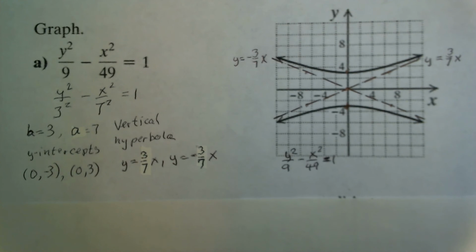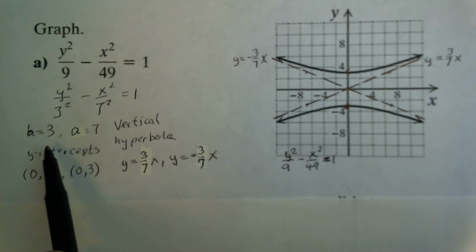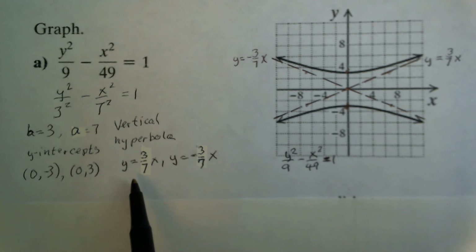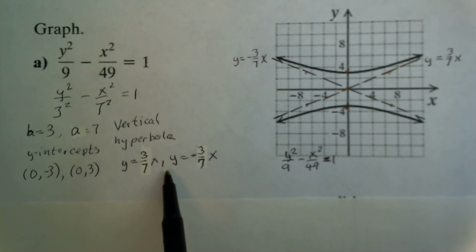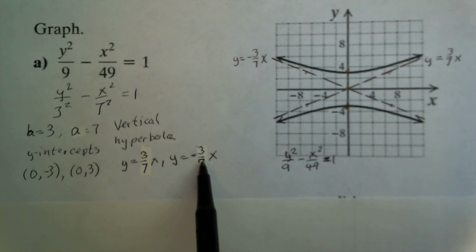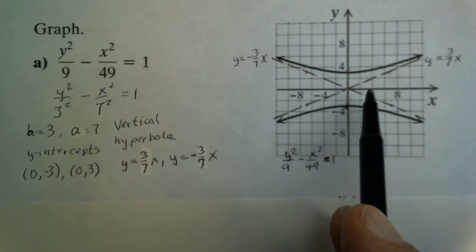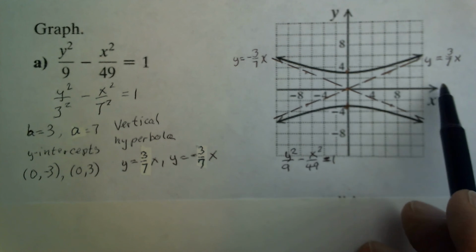Here's a slight correction to the previous problem. b is equal to 3 and a is equal to 7. And then the asymptotes have equations y equals 3/7 x and y equals minus 3/7 x. And so here are the asymptotes with the given equations.